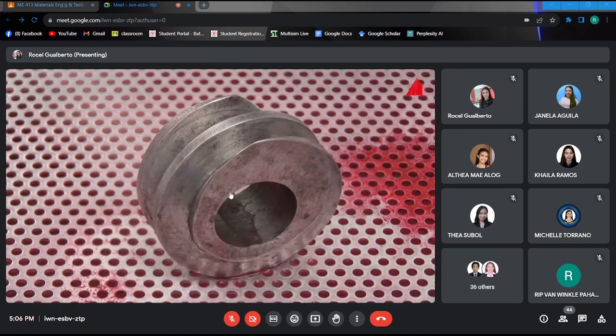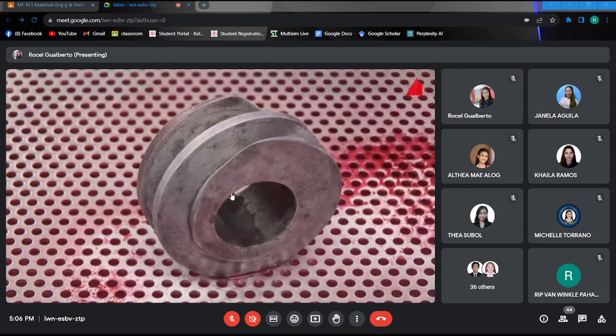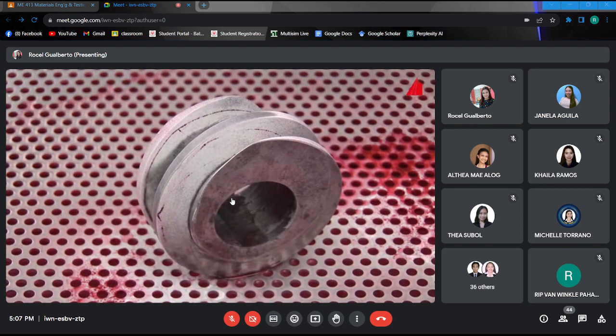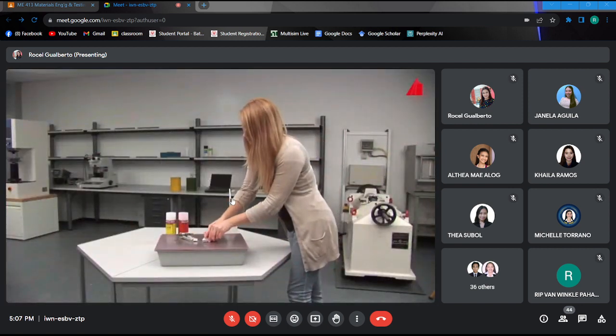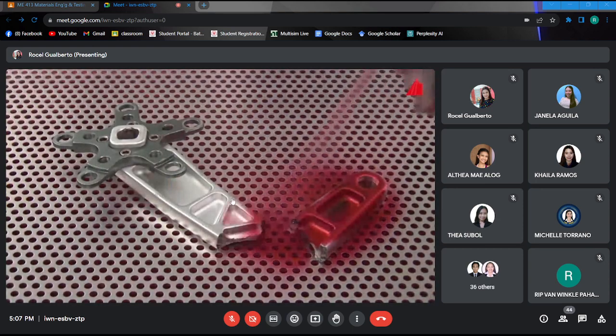As the final step, she applies the developer and lets it dry. That's it. Several cracks are indicated on the surface in deep red color. Next, the broken bicycle crank arm has to undergo the dye penetration test.